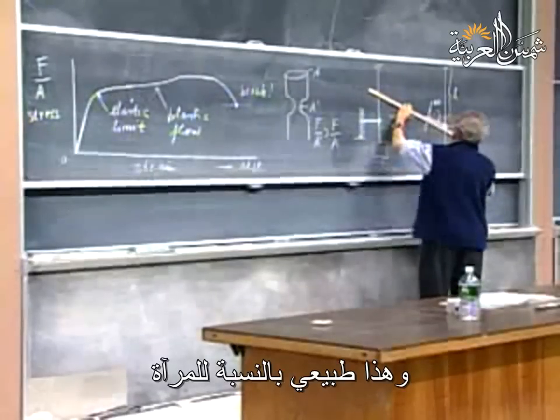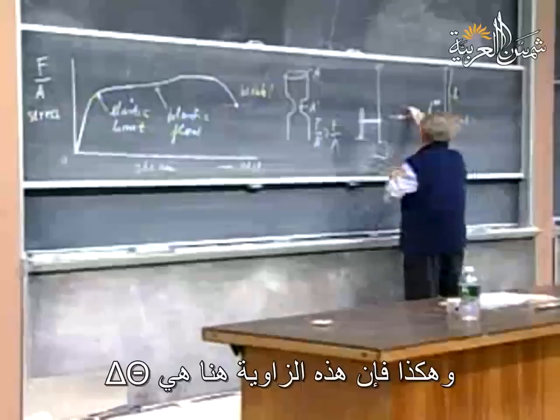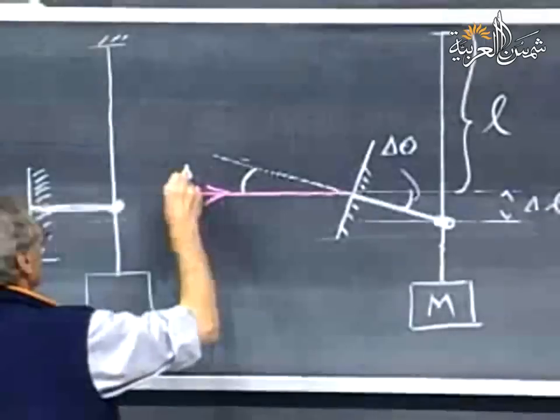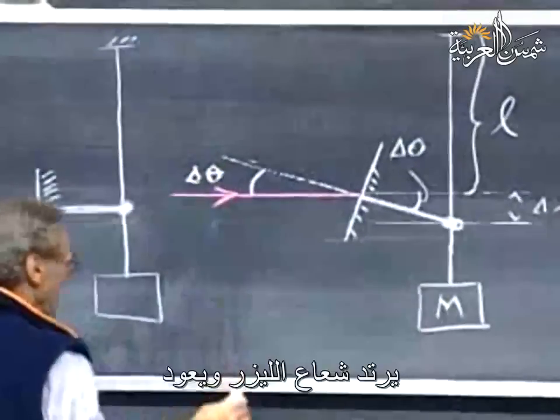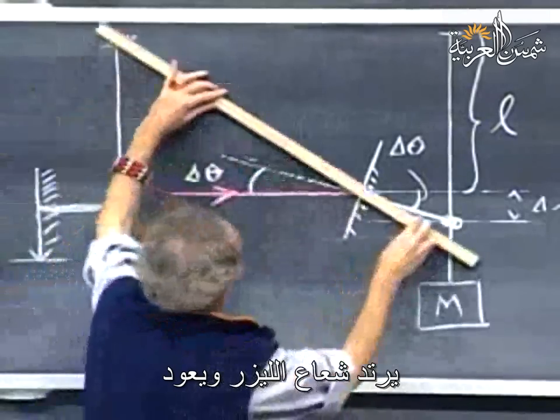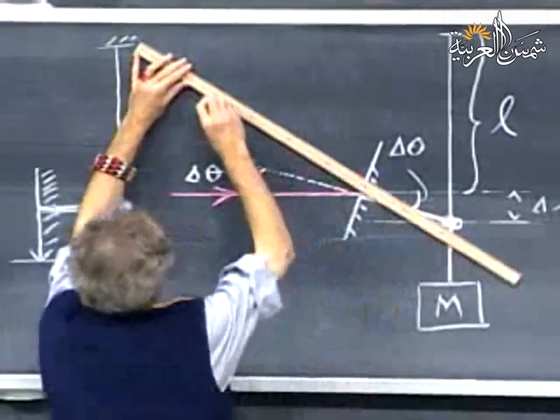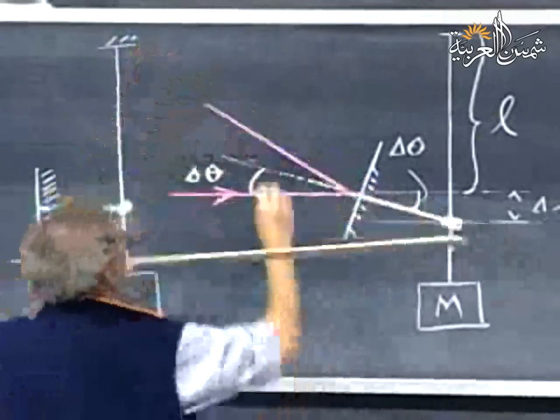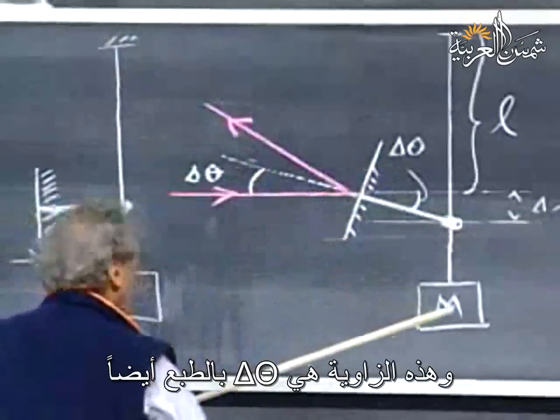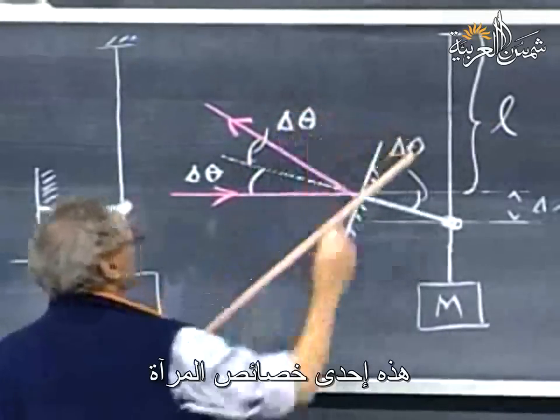And this is the normal to the mirror. So this angle here is delta theta. The laser beam bounces off and returns like so. And this angle, of course, is also delta theta. That's the property of a mirror.